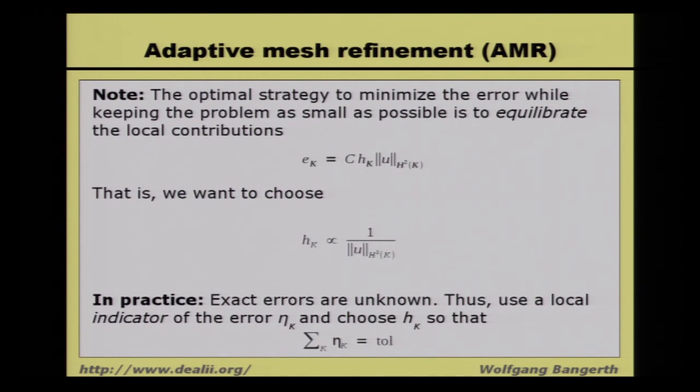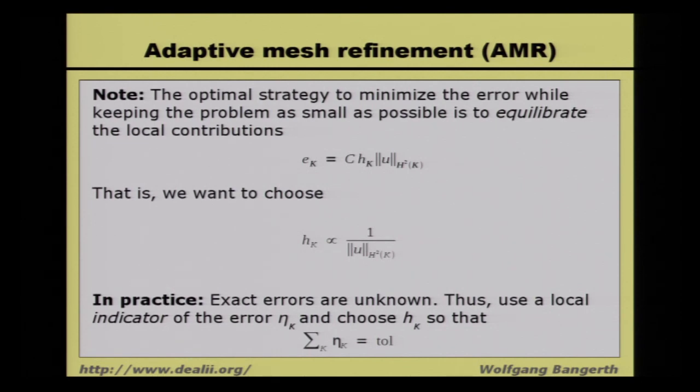And you see immediately, for example, that in places where the solution is, we call this rough, so where it, for example, oscillates strongly, then the second derivatives of the solution are going to be large, and the norm of the second derivatives is going to be large. That's the places where we need to make h small. Whereas in those places where the solution is more or less constant, the H2 norm of the solution is going to be very small, and we can choose a large mesh size.